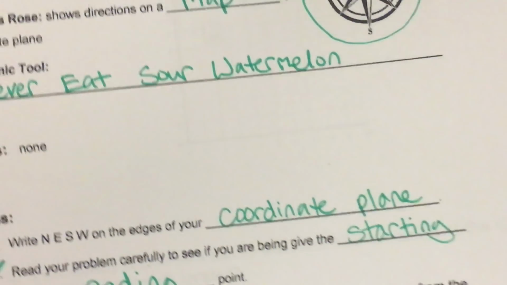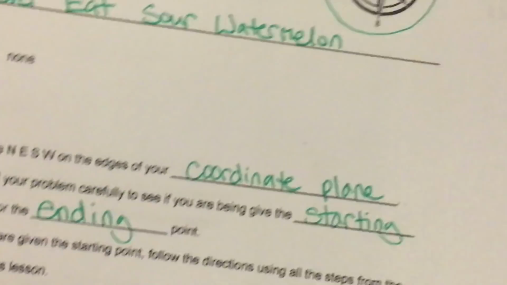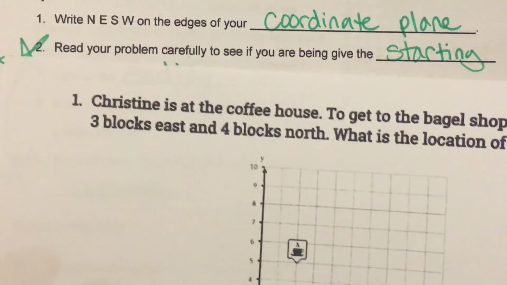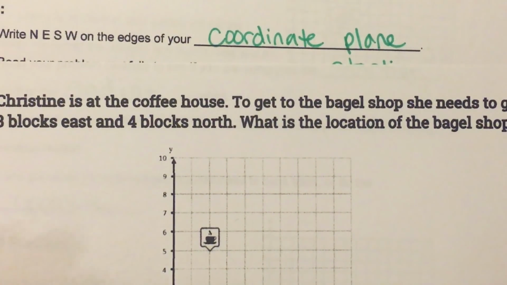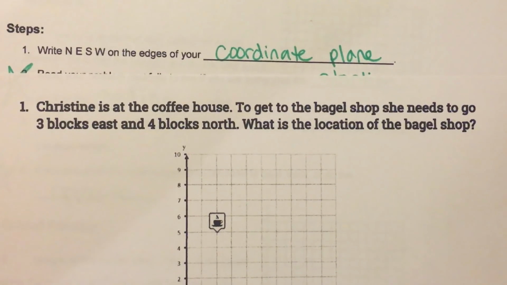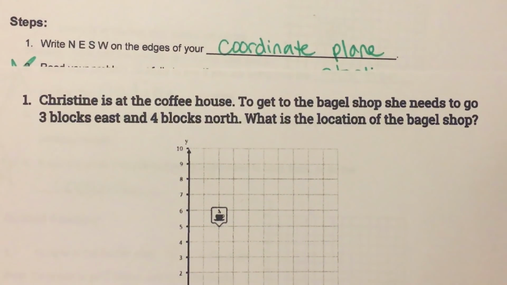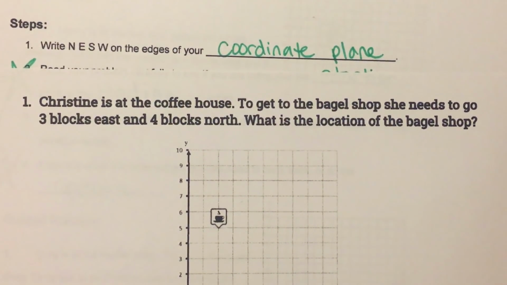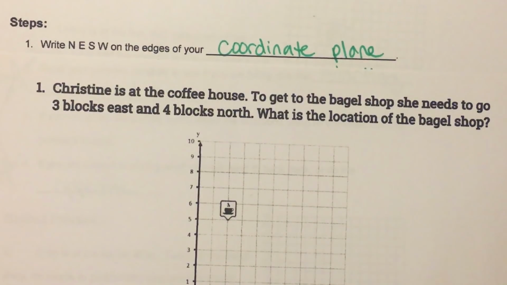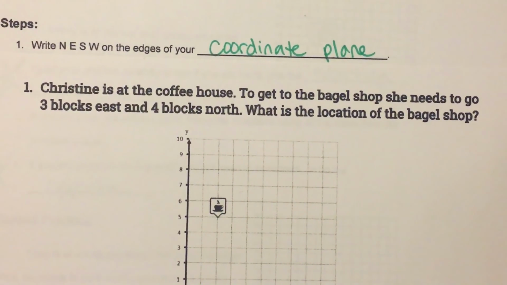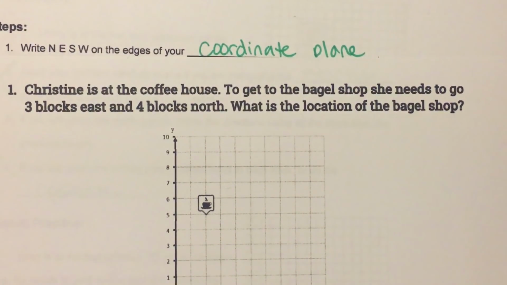Okay, so what does this really look like? Let's try one. Or actually, let me try one and you watch. Okay, here's my first problem. Christine, let me make it a little smaller so you can see it, sorry. Christine is at the coffee house. To get to the bagel shop, she needs to go 3 blocks east and 4 blocks north. What is the location of the bagel shop? Okay, so let's get started.